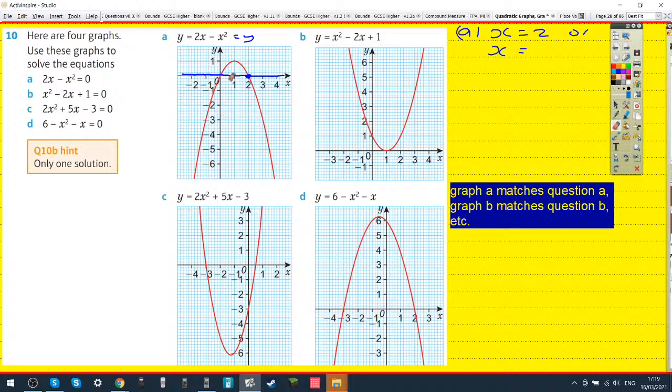Minus 3. Minus 3 isn't on the graph. So it's where it crosses the x-axis. So one of them was here. What's the other one? Zero? Yeah. Nothing wrong with that. It's there. Okay, question B.